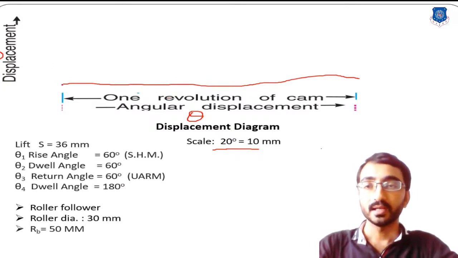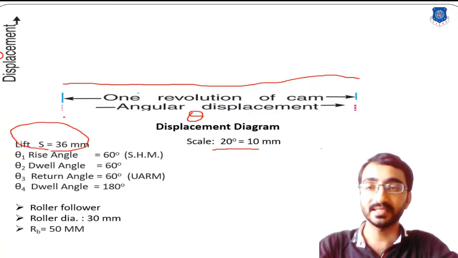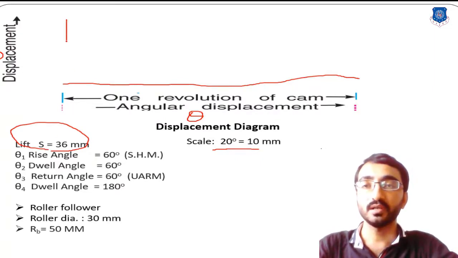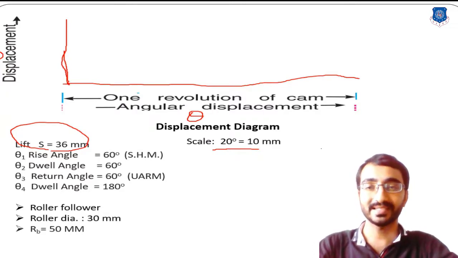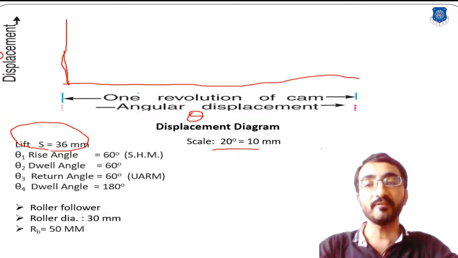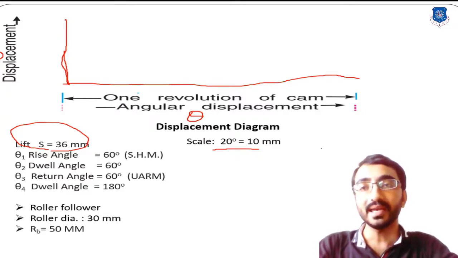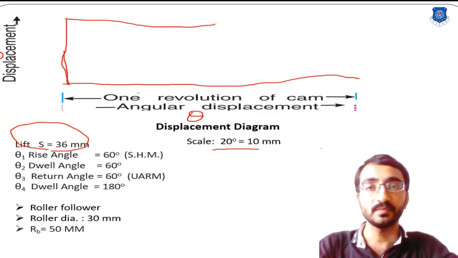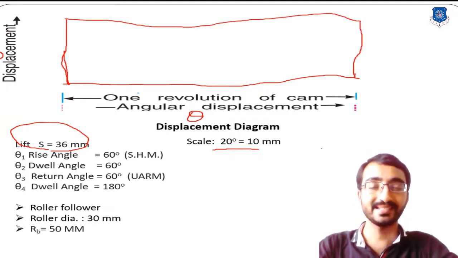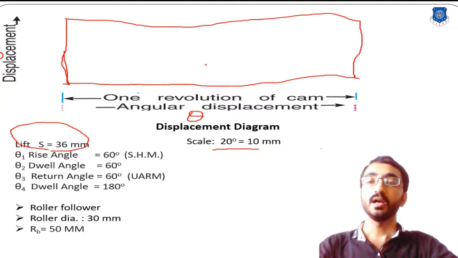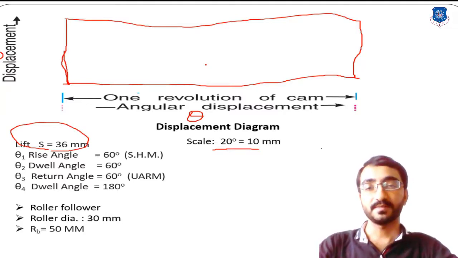Okay, now divide then this vertical line representing the displacement. Over here in this data the displacement is given as 36 mm. So we need to sketch one vertical line which is having length of 36 mm. Okay, now after sketching this S and theta line, we need to simply complete this rectangle, in which we will sketch the displacement diagram.